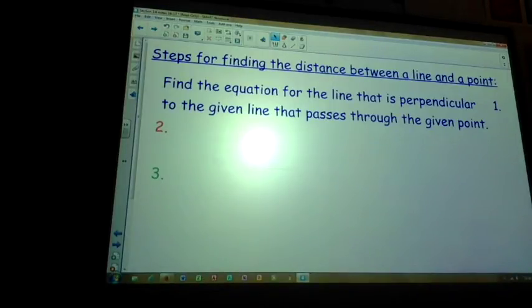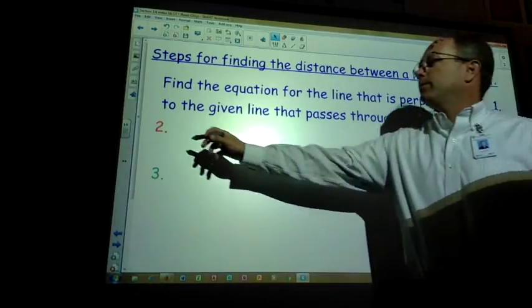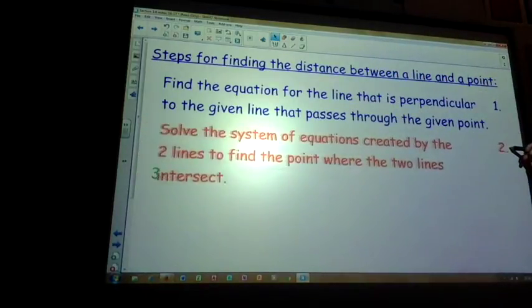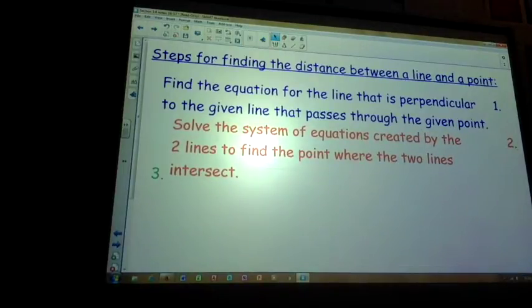So I had to find the slope of the original line, find the negative reciprocal of the slope for the perpendicular, and then use that point. And then the second step, solve the system of equations created by the two lines. Find where the two lines intersect. We had a graph, so graphing is solving the system. Graphing's not always the best, so maybe we could think about using the elimination method or the substitution method. That might work as well if we didn't come out real clear.